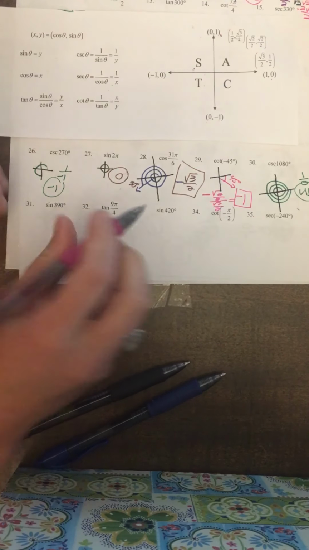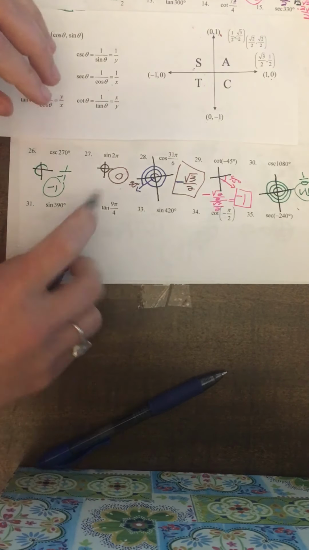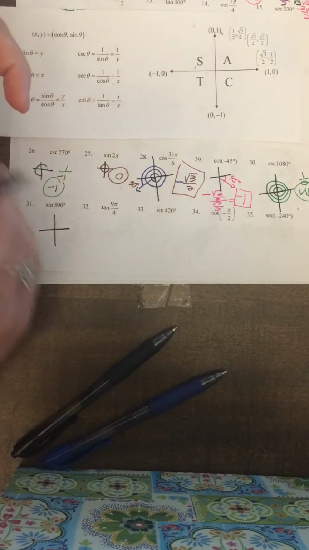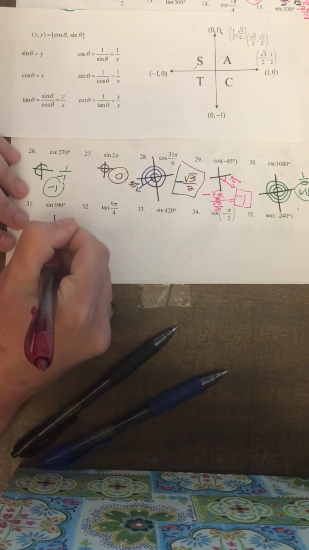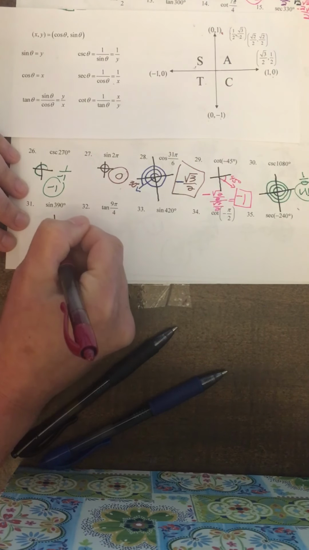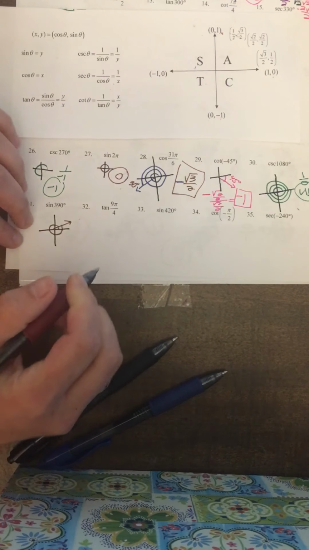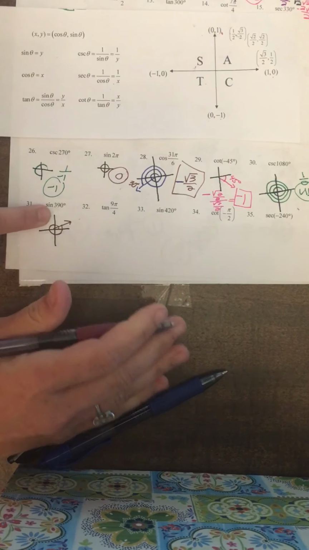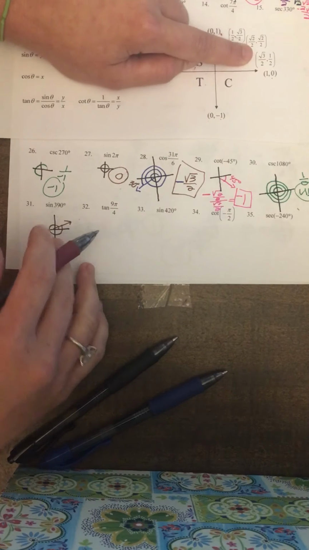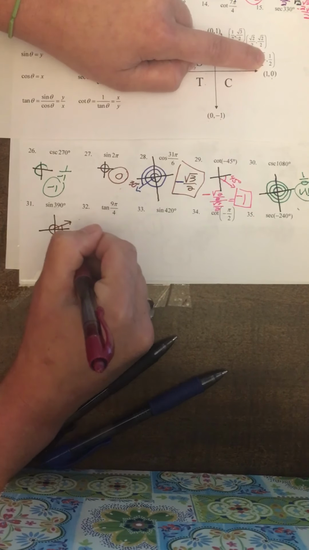Number 31, the sine of 390. So let's do some rotation here. That's a full 360. And then there's 30 more degrees to go. We're here in the first quadrant, so everything including sine is positive in the first quadrant. And we're looking at our 30-degree reference angle. Sine goes second, so your answer is 1/2.